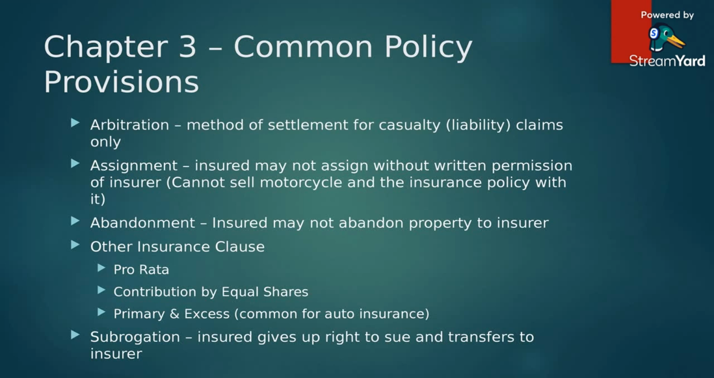Abandonment. This means that the insured may not abandon the property to the insurer. So the first party does not have the right to abandon the property to an insurer. This typically will come up when somebody does not get a full amount of the property loss that they're looking for. They may just get a partial loss, and we'll talk about that more in a second.